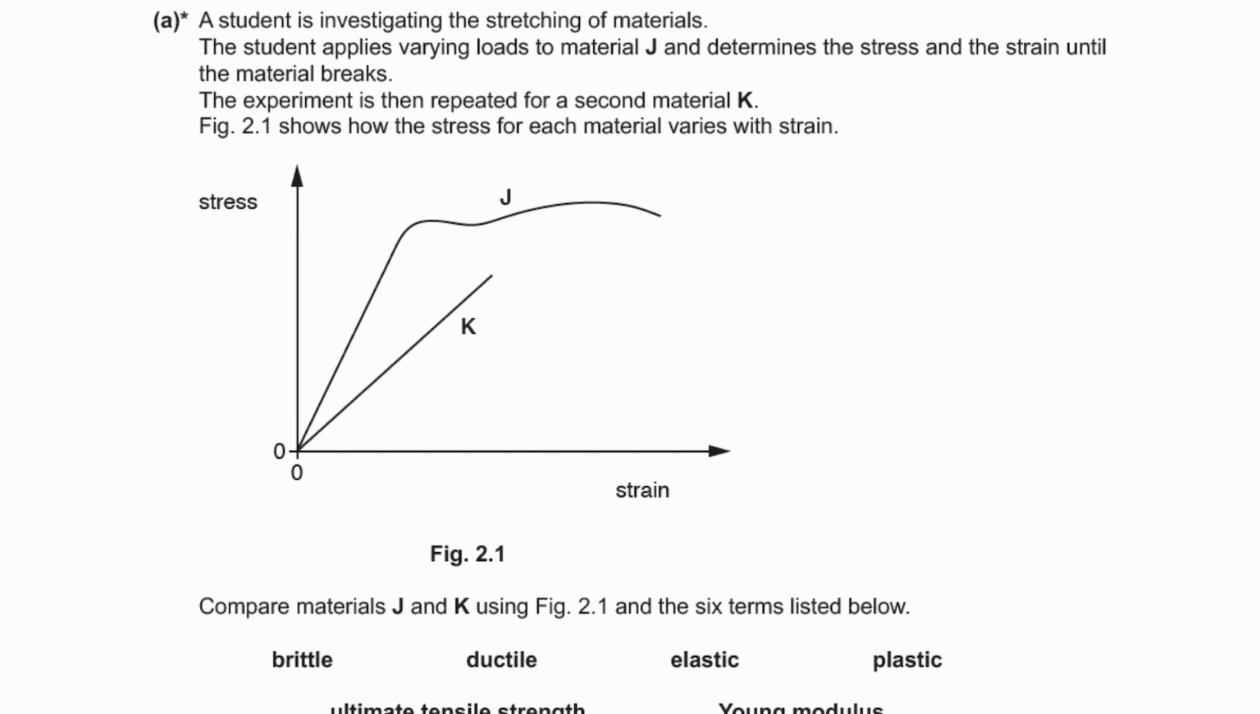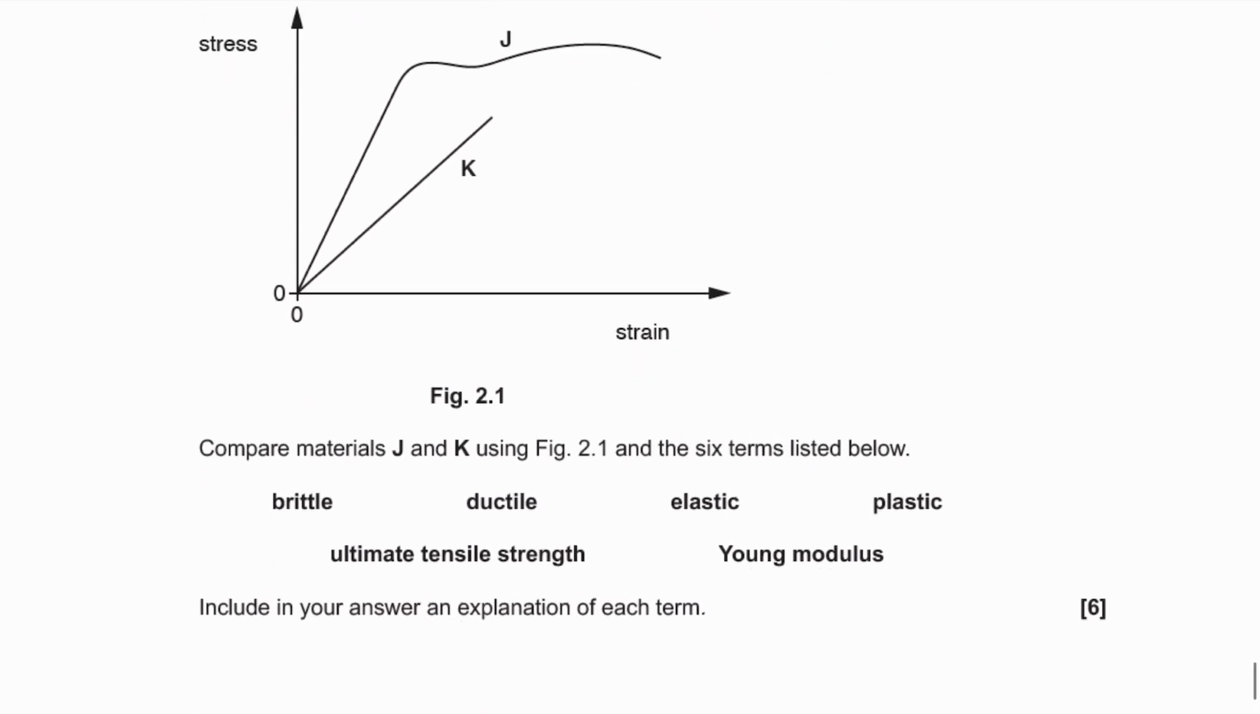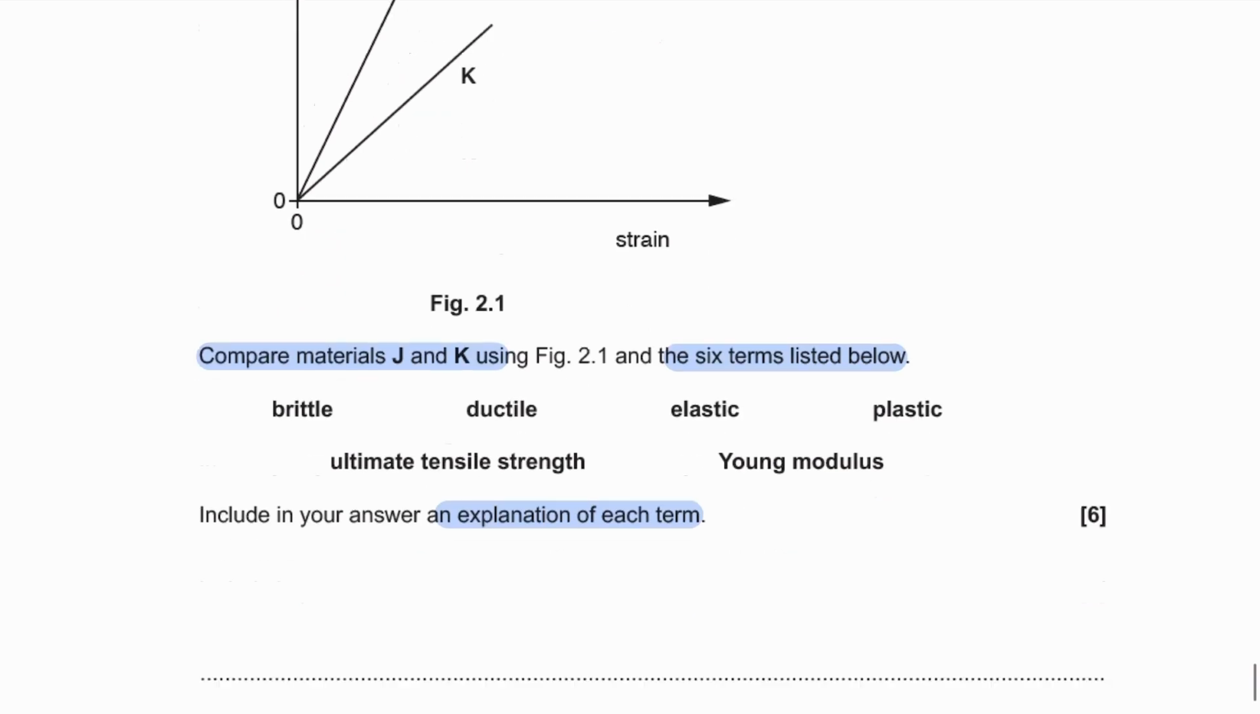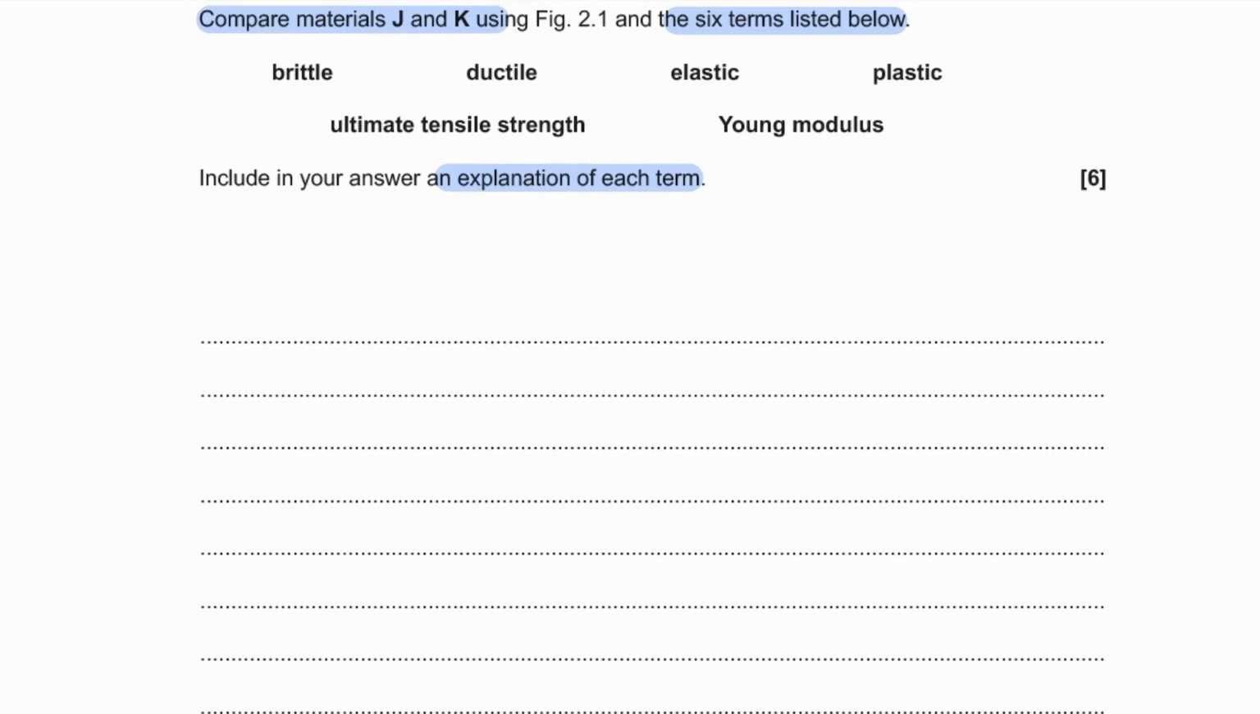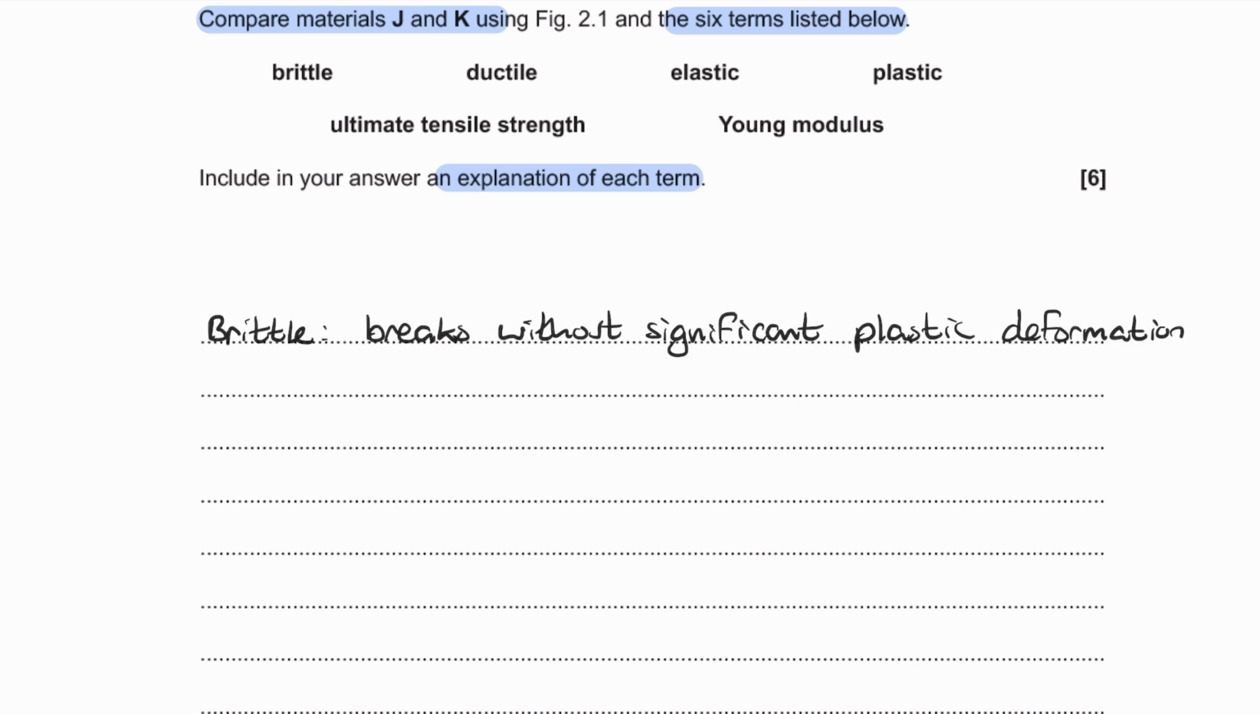Compare the materials J and K using figure 2.1 and the 6 terms listed below, and include in your answer an explanation of each term. Alright, so let's start with the definition of all of these terms. So brittleness is the ability of a material to break or shatter without significant plastic deformation. Ductility is the ability of a material to deform under tensile load. Tensile meaning applying tension, so pulling it.